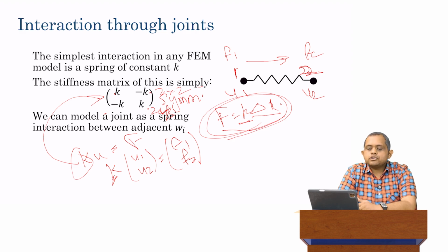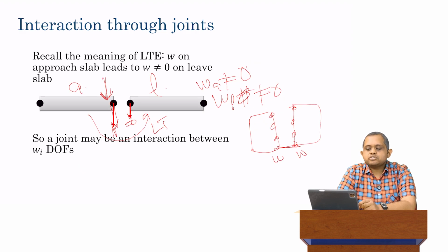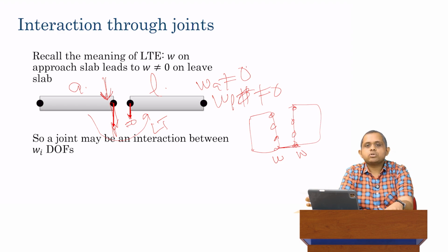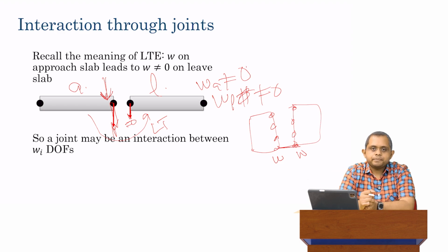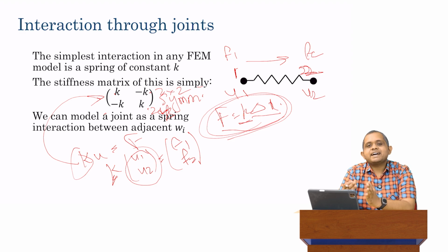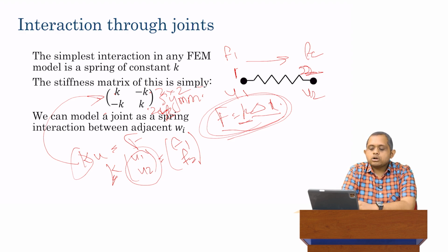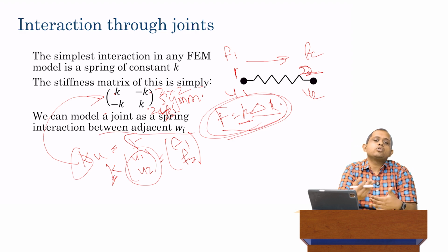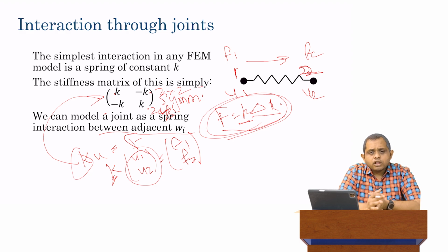As I said, our joint can be modeled as an interaction between W on the approach slab and W on the leave slab for nodes which are facing each other. The easiest way to model this approximation is, if instead of U1, U2 here, I wrote W1, W2, then I have a vertical spring that is connecting these vertical or transverse displacements. So we can model a joint as a spring interaction between adjacent W degrees of freedom, that is, W on one side of the slab and W on another side of the slab. This is a pretty amazing idea if you think of it.